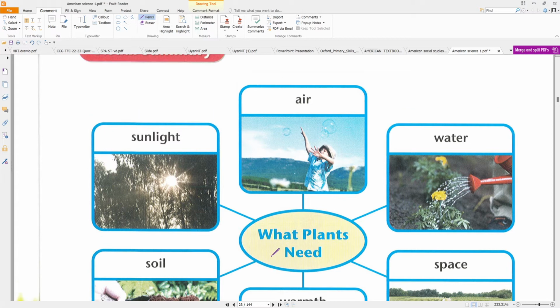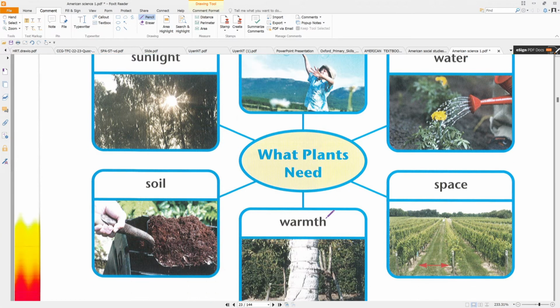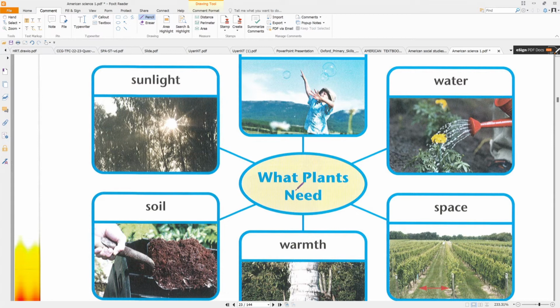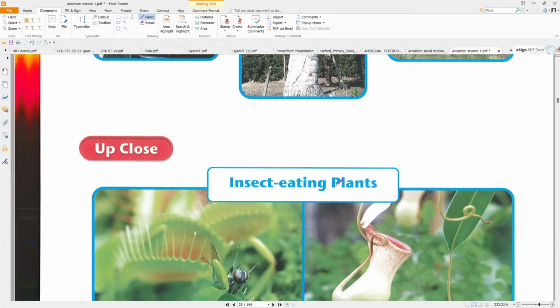So let's go to the activities. Are you ready for the activities? Yes. Now let's start. What do plants need? Plants need sunlight, soil, warmth, space, water, and air. You understand now? Well, this is what I just reviewed.